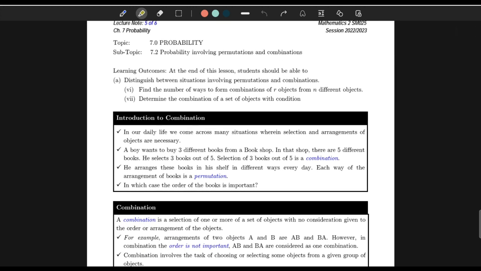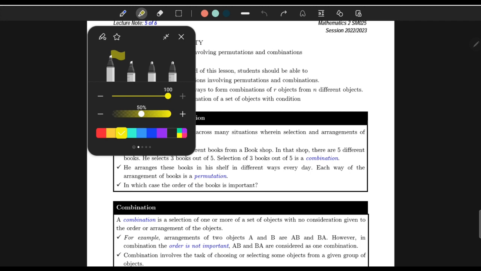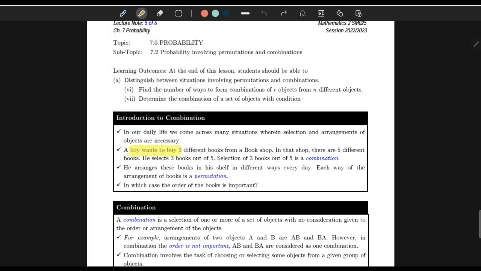In our daily life, we always have situations involving selection and arrangement of objects. For example, a boy wants to buy 3 different books from a bookshop. In the shop, there are 5 different books. Then, he selects 3 books out of 5. So, the selection of 3 books out of 5 is a combination.